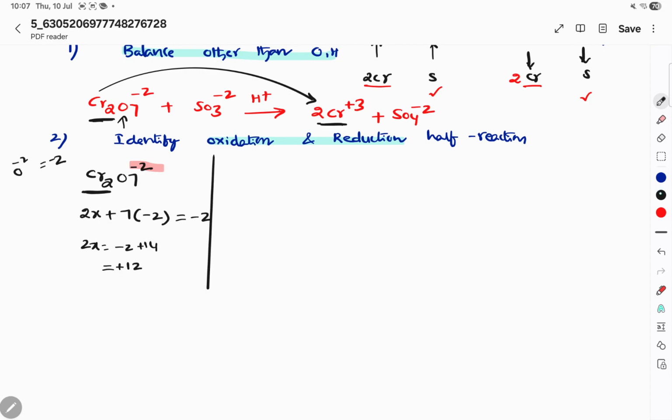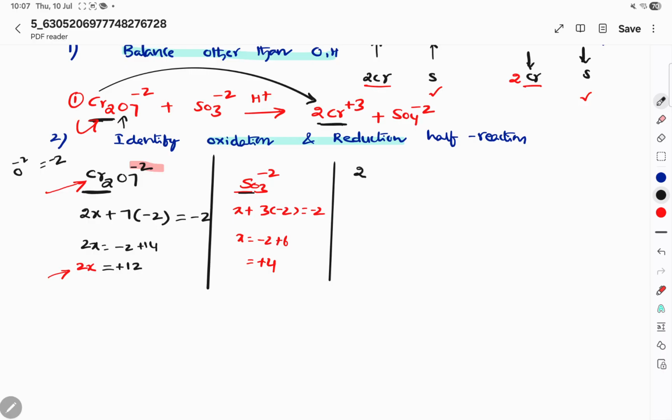Here is one point to remember, students. In dichromate there are 2 chromium atoms, so stop at 2 chromium atoms. Don't take a single chromium atom, or you will get the wrong answer. Understood? 1 mole of dichromate contains 2 chromium atoms. Next, take sulfite: X plus 3 into minus 2 equals minus 2, so X equals minus 2 plus 6, which is plus 4. So the oxidation state of sulfur is plus 4.